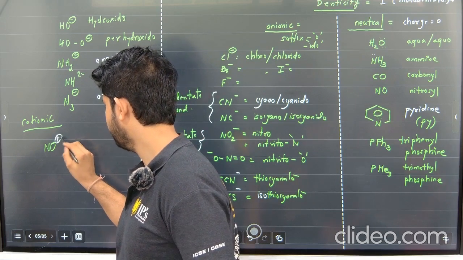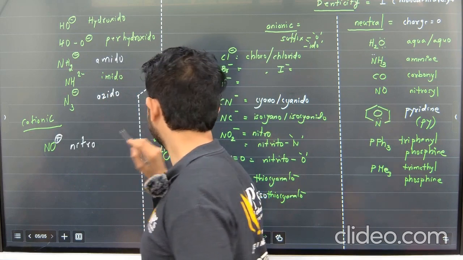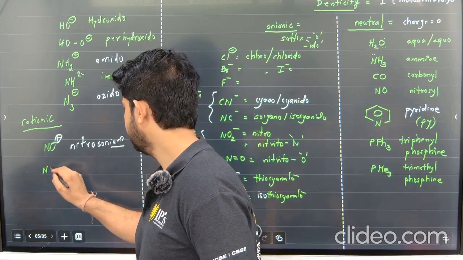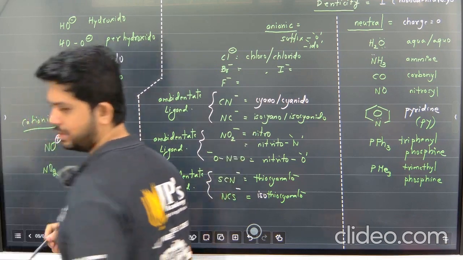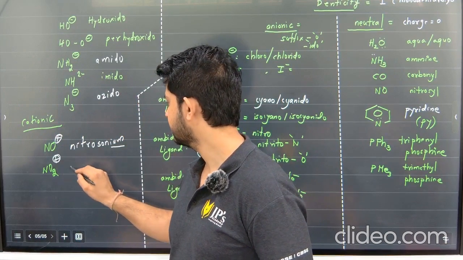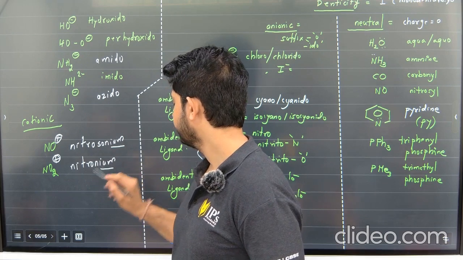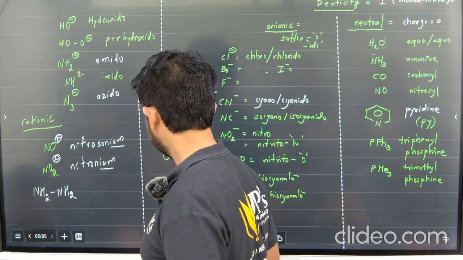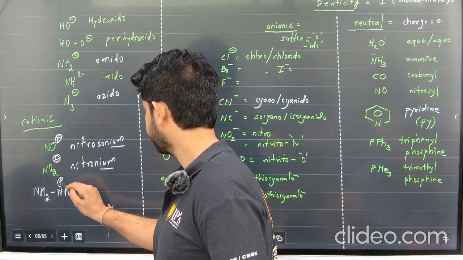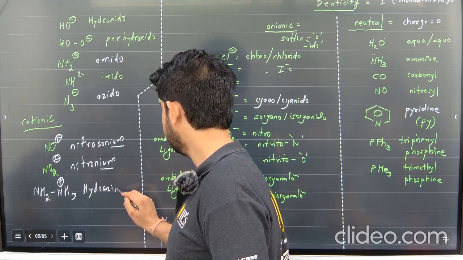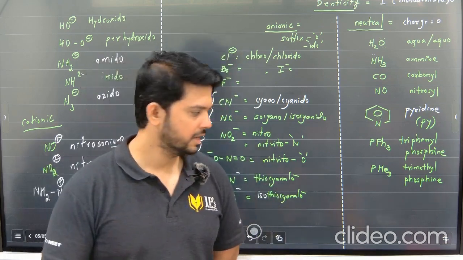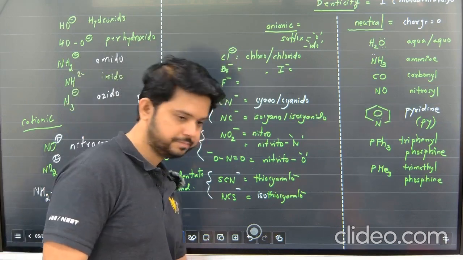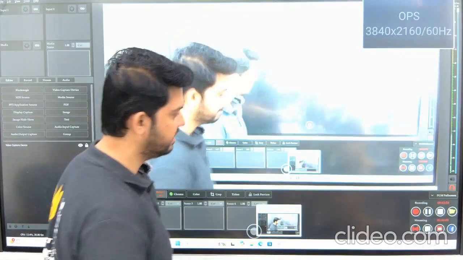Nitrosyl. NO plus is called nitrosonium. Next, NO2. NO2 minus was nitro. NO2 plus will be called nitronium. And anyone, the name of NH2NH3 plus? Hydrazinium. These are called cationic, and denticity 1. Okay, copy these. Remember them only up to denticity 1 for now. No, denticity 1, 2, 3, 4, 5, 6.